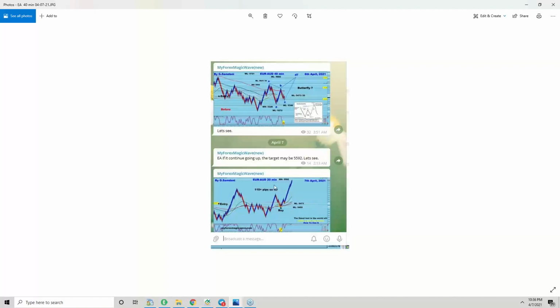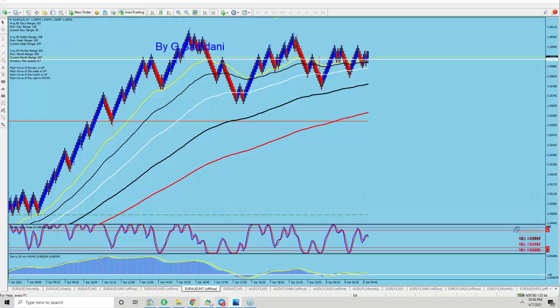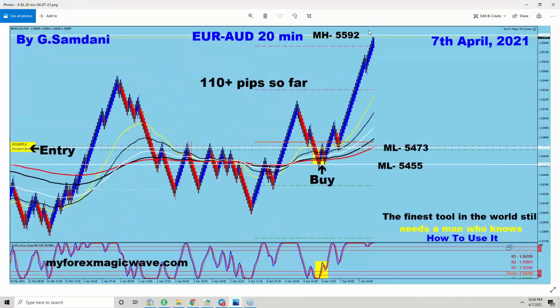Now, this was the second entry, but before that, I posted here that if the EA continues going up, my second entry target may be 55.92. Let's see. And the second entry is this, and it went and it hit the target. See that? So it went all the way from here to here, 110 pip. Hit the target, trade closed. And I'm again waiting for another entry tonight.